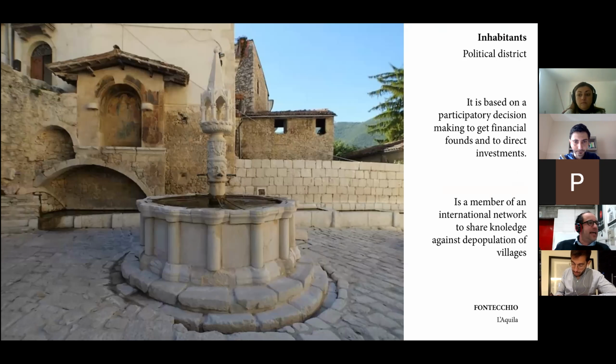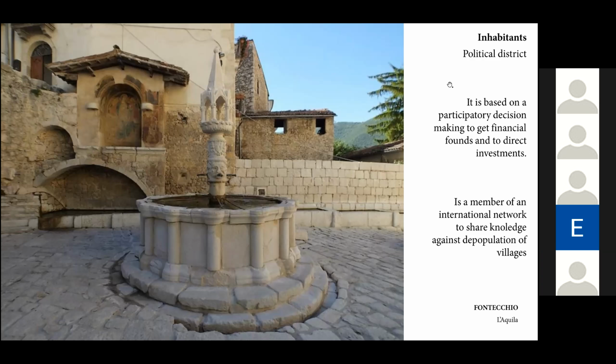So they decide exactly, for example, taking into consideration all the villages, which buildings they have to restore first, and which activities they have to bring back. And so, little by little, they come back to attract a new economy and to restore the villages that were partially demolished by the seismic event. And now Fontecchio and the other municipalities are members of an international network to share knowledge against depopulation.